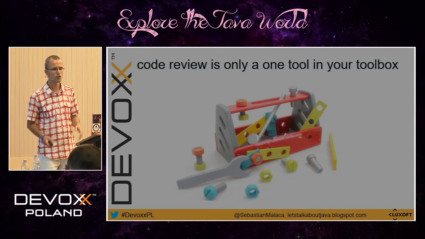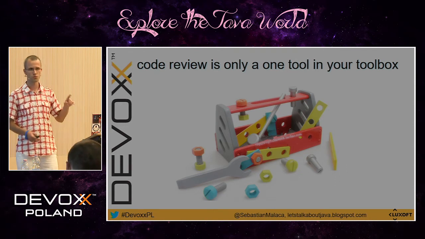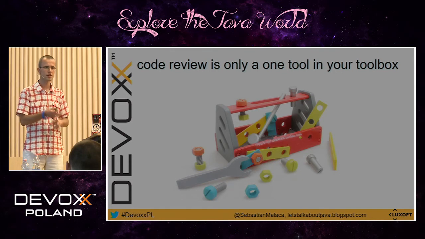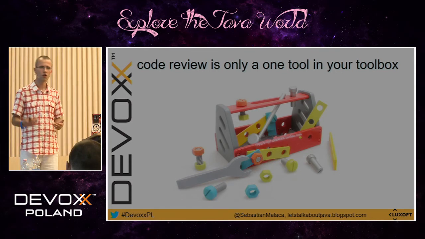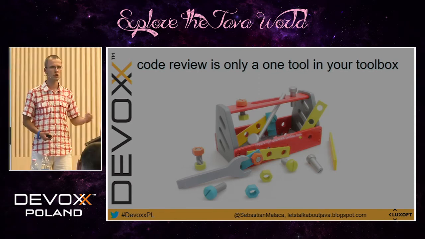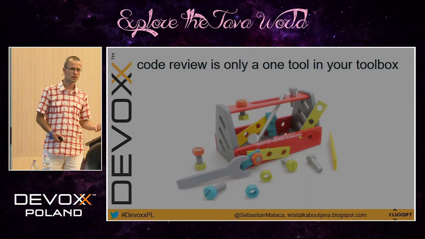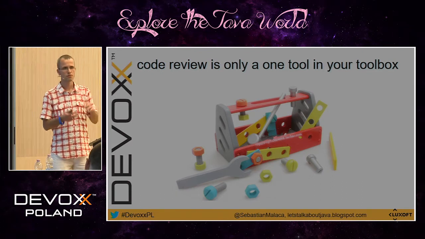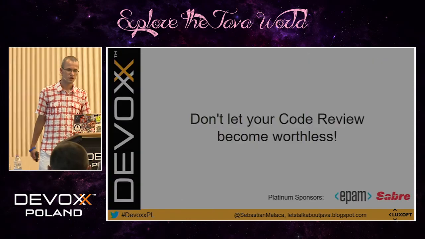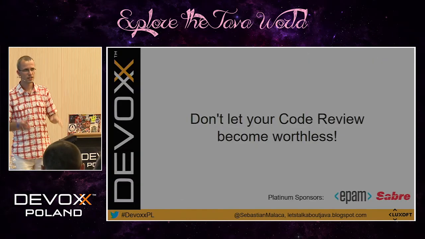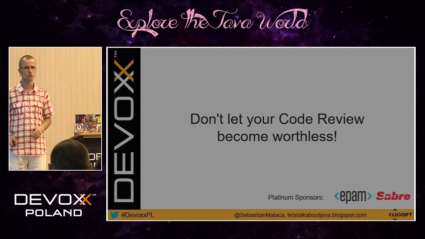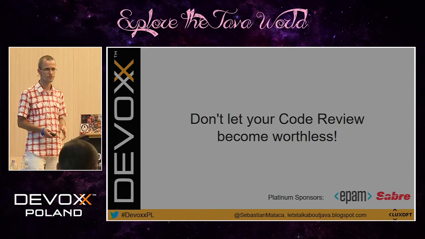Okay, and remember that code review is only one tool in your toolbox. We also have continuous integration. We can pair program. We have TDD. Those are all other tools that we can use to achieve high quality of our code. What is even better, when you have more tools, you feel safer. Okay, so make it small, do it fast, and don't let your code review become a worthless activity.